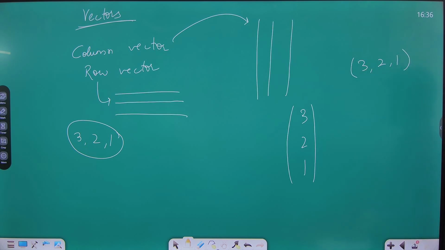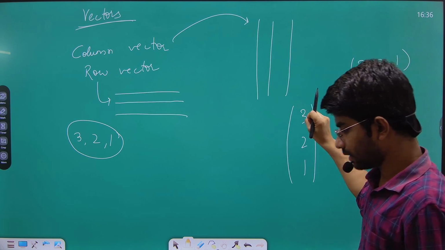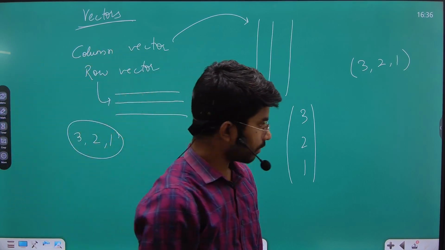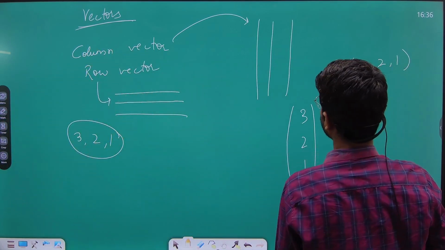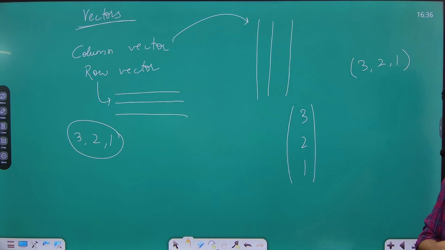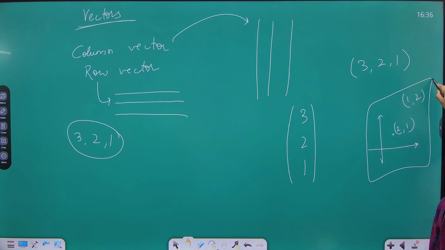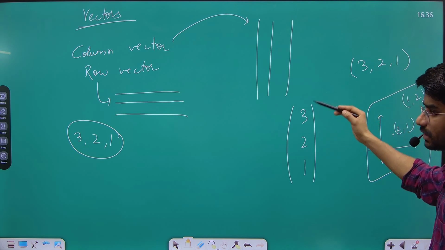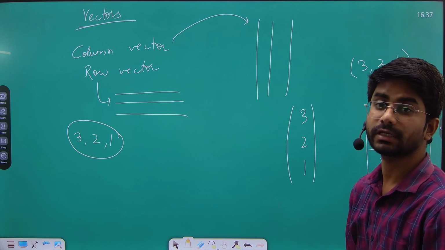So your order will matter. Why will the order matter? Because we talked about the Cartesian plane and we saw that on a Cartesian plane (2, 1) and (1, 2) were not the same, just like the ordered pairs. Here also the vectors, if the order is changed, then the vectors would be different.